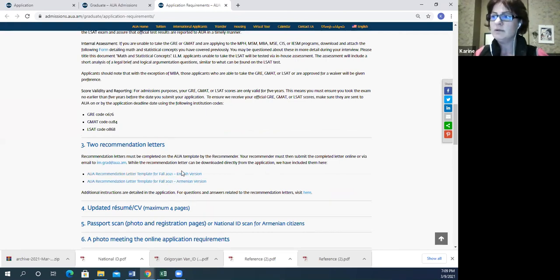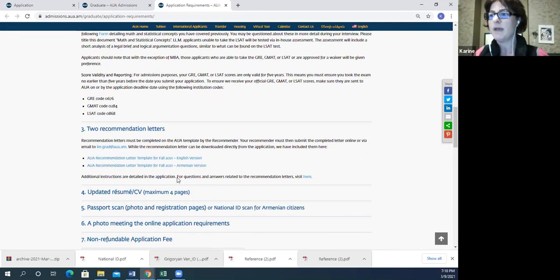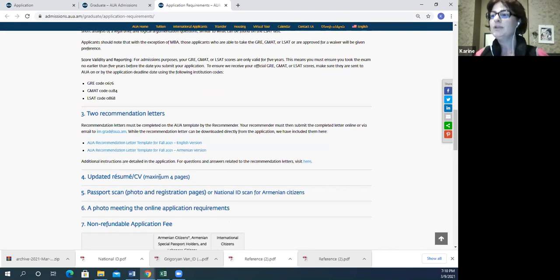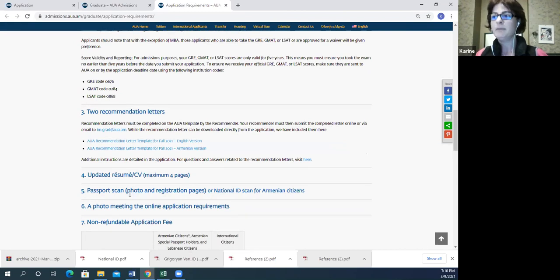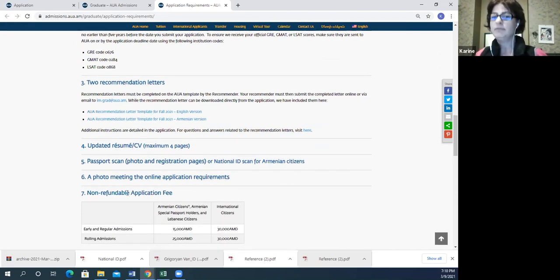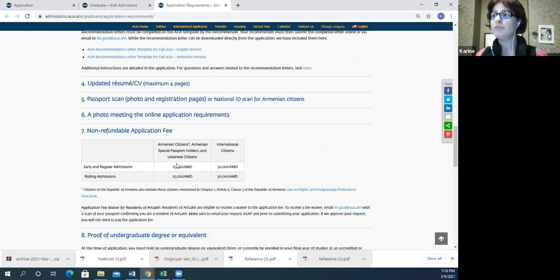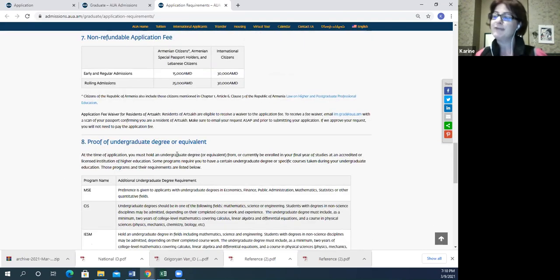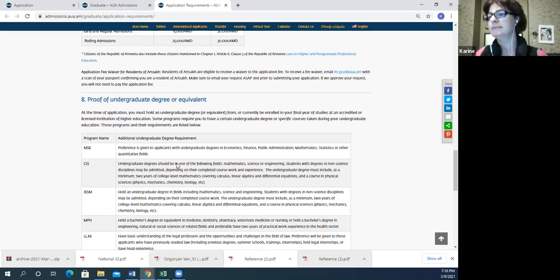So you can download the recommendation letter form from here, or you can download it from your application directly. Then you will need to submit a CV, passport scan, both the photo page and registration page, and an application fee. It is different for citizens of Armenia and international citizens. Proof of undergraduate degree: you will need to attach your diploma and transcript.